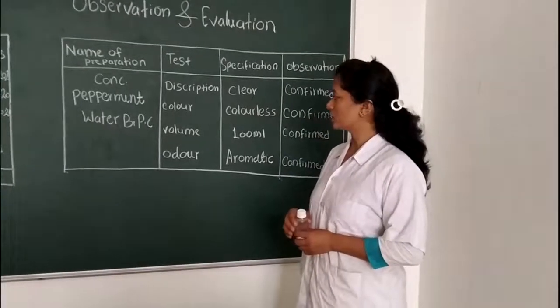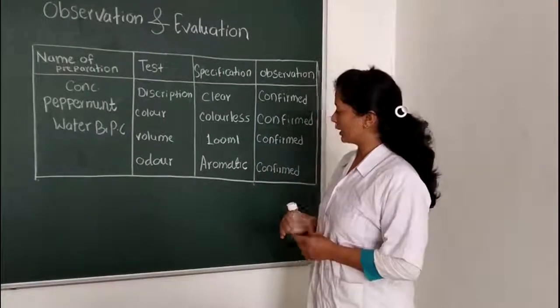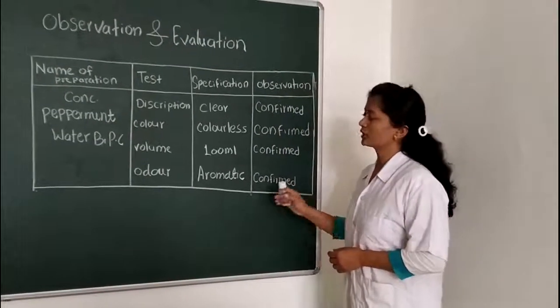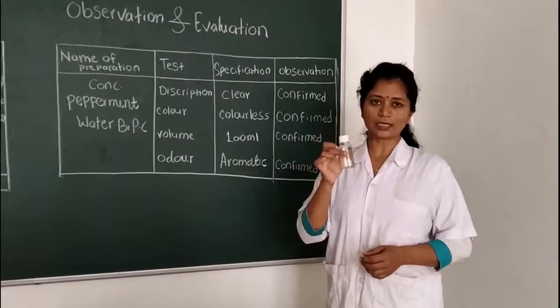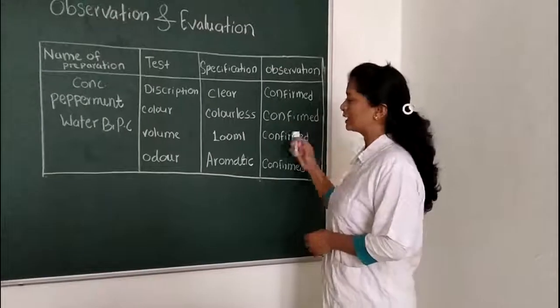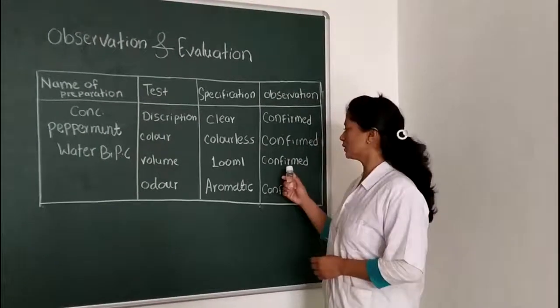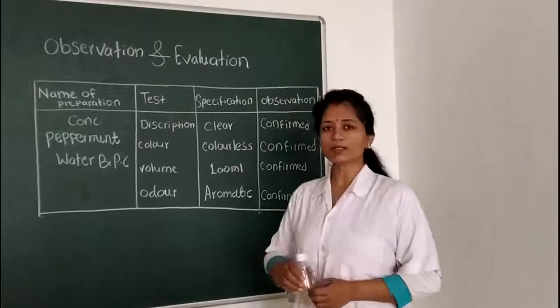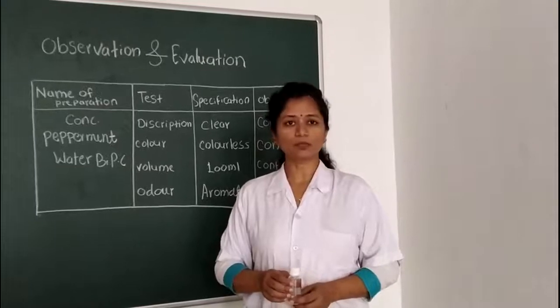Odor is aromatic, and that we also confirm. Then color is colorless. This is a clear transparent liquid, and we confirm that test. Volume is 100 ml, and we also confirm that test. That means we pass all the evaluation tests for the concentrated peppermint oil BPC.